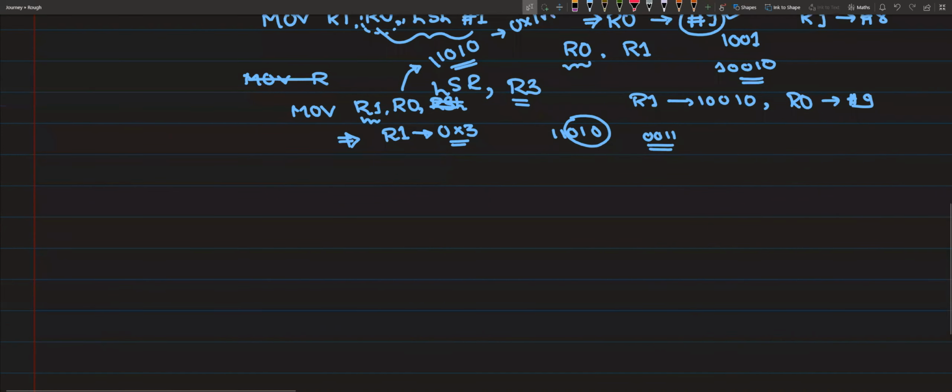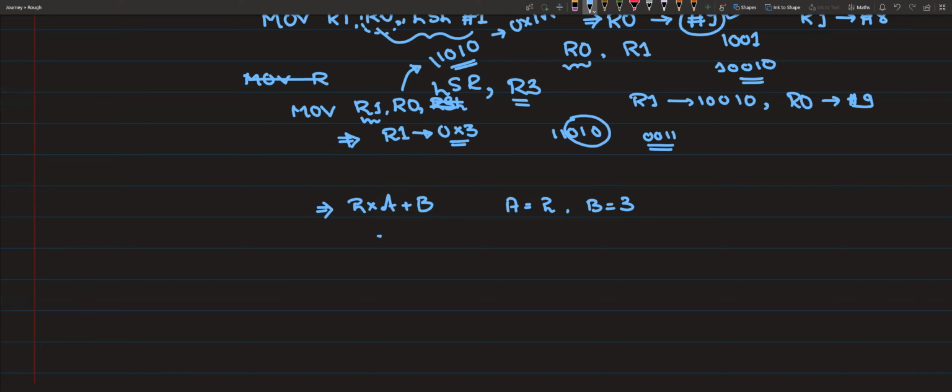So they have given one problem. Execute 2 into A plus B, this expression. They're mentioning A is 2, B is 3. Can you think how we can do? No, sir. There's no move instruction. There's no left-right shift. How do we do this?